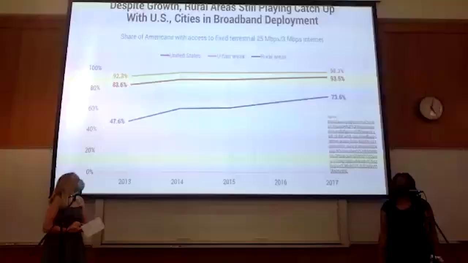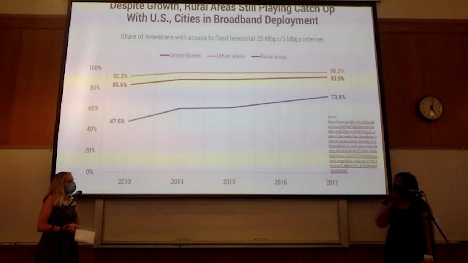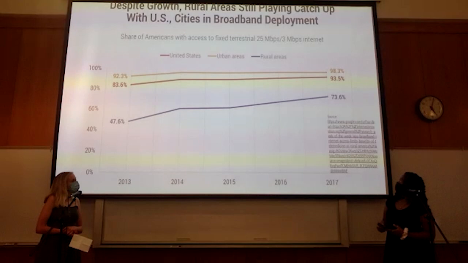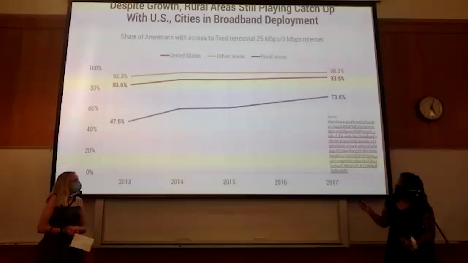Looking at this chart, the yellow represents urban areas, the red represents the United States as a whole, and the blue represents rural areas. From 2013 to 2017, we are constantly seeing that rural areas have been behind urban areas and have been lacking access to 25 megabits per second broadband internet. One thing this chart does not take into consideration is whether or not these people are able to afford the internet. This chart just takes into consideration the cell towers and the amount of area that they are able to reach.